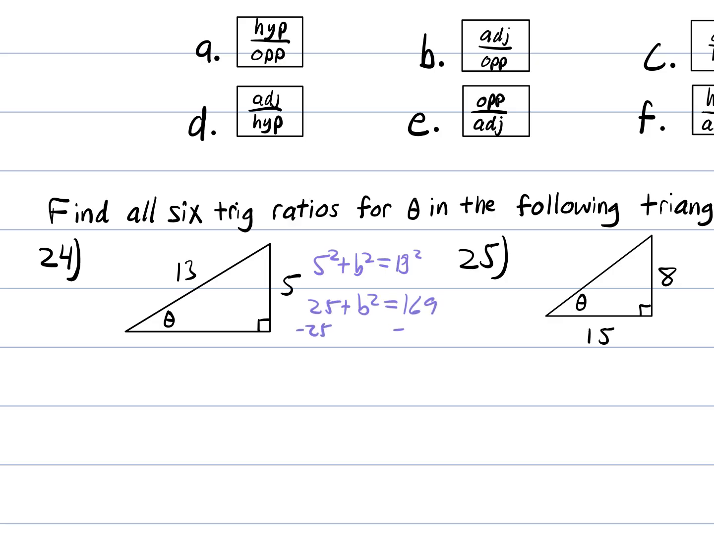And then I want to get b squared by itself. So we get b squared equals 144. And so b equals 12, right? Square root of 144 is 12.